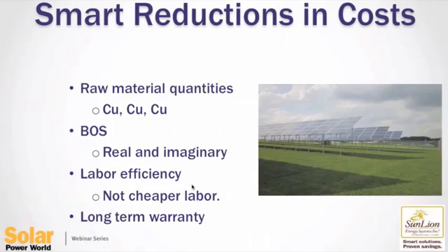So when we talk about smart cost reduction, again, we can't control the cost of copper. We can control how much we use in a given system. Balanced system costs, both real and imaginary. Real costs are things you can count in a warehouse. Imaginary balanced system costs are things like labor and acquisition costs, marketing costs, sales costs, warranty and service, and so on.